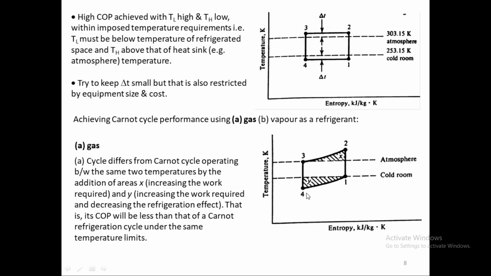Similarly, when we are cooling it down, it has to cool below the cold room temperature so that it can absorb some heat from the cold room and then come back to state 1, the cold room temperature. So this Y area will be another loss. So in case of a gas also, if we use a gas as a refrigerant, we cannot achieve Carnot efficiency. It will be slightly lower than that. It will be lower than the Carnot COP.